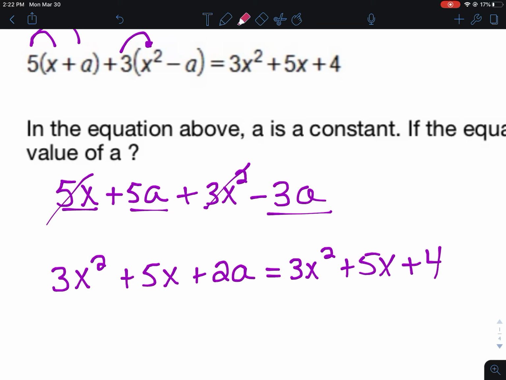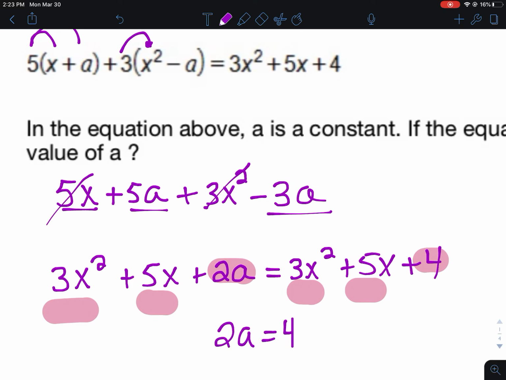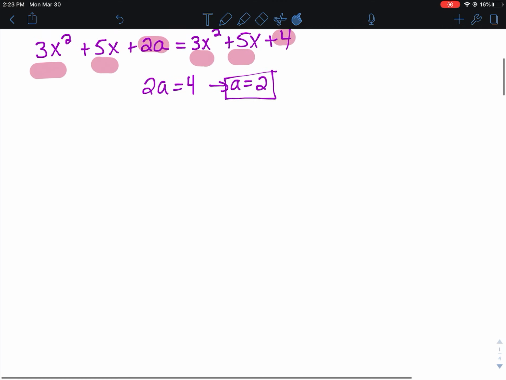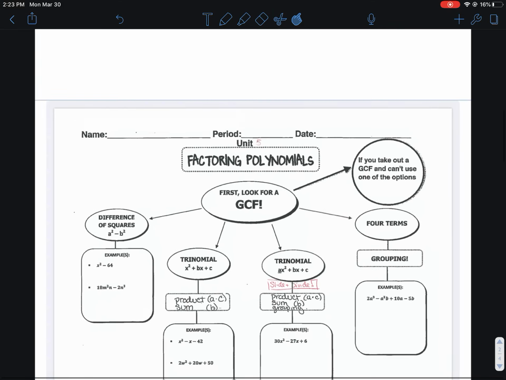Well, if I'm trying to solve for what a is going to be, a only shows up here, and this piece 2a is supposed to be the same thing as 4 if both of these equations are equal, because the rest of the pieces are the same. So that means I'm just thinking, well, then 2a has to equal 4, so a has to equal 2. So don't be scared by the language about a being a constant. It's really just asking you to simplify in the way that you know how with multiplication, and then make both sides equal.